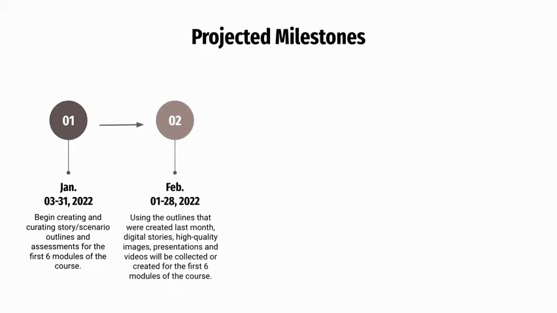The second milestone is we're going to be using the outlines that were created last month. Digital stories, high-quality images, and presentations and videos will be collected or created for the first 6 modules of the course. This will be done through February 1st through February 28th.